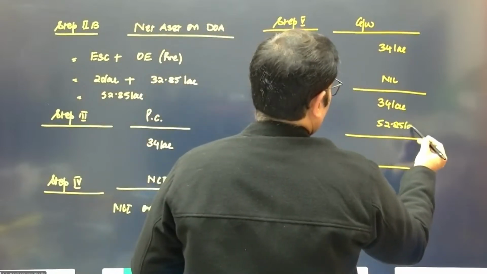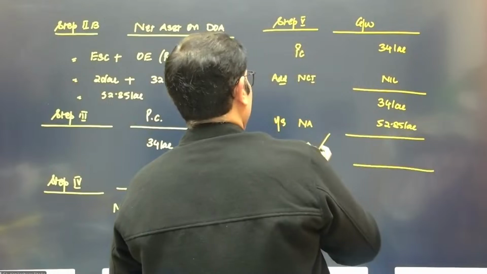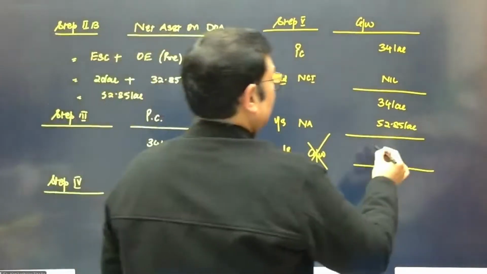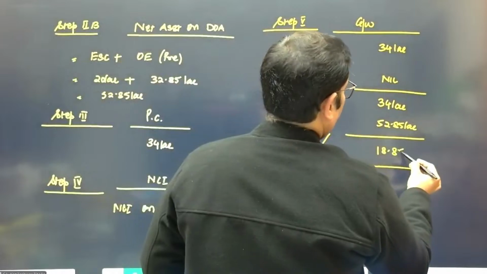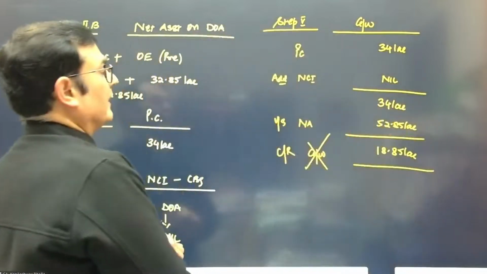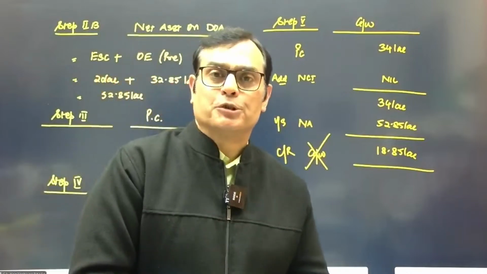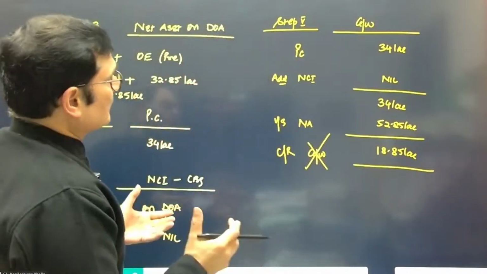Unfortunately or fortunately, there is not a goodwill, but a capital reserve. 18 lakhs 85,000. 18.85 lakhs is the bargain purchase gain, or you can call it a capital reserve, which we will directly add to the other equity in the balance sheet. Okay, so this is step number 5.